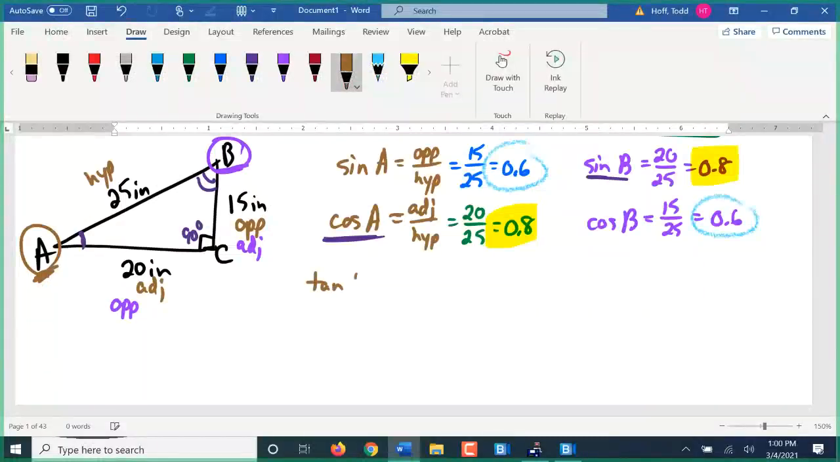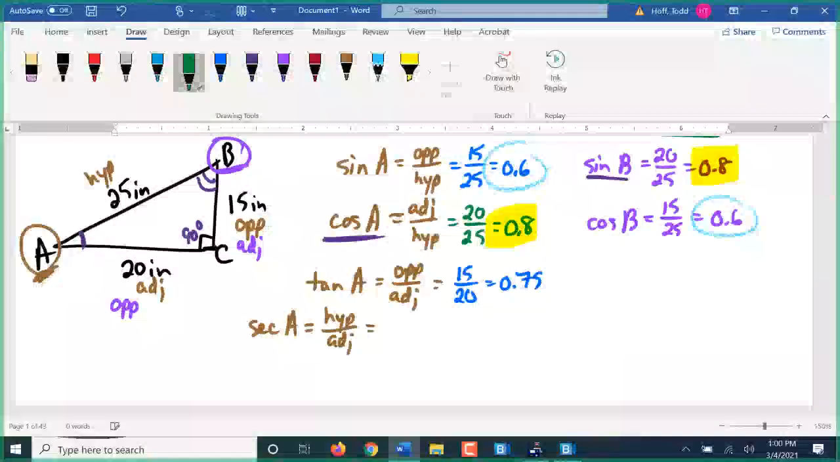Tangent of angle A. Tangent is opposite over adjacent. So the opposite side is the 15. The adjacent side is the 20. That divides out to be 0.75. The secant of angle A. Secant is hypotenuse over adjacent. Here the hypotenuse is the 25, and the adjacent for angle A is 20. 25 over 20 is 1.25.